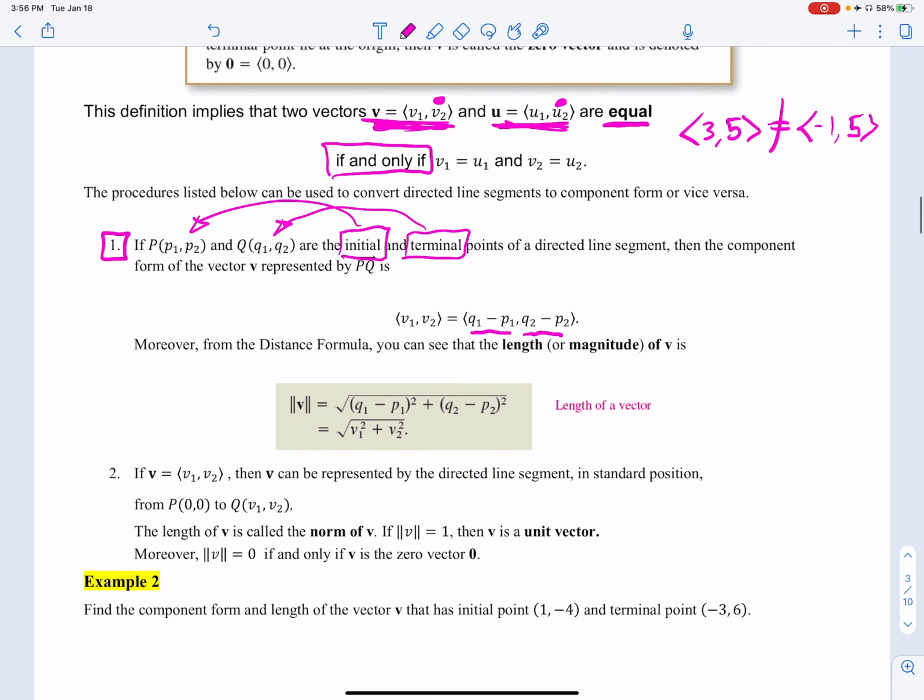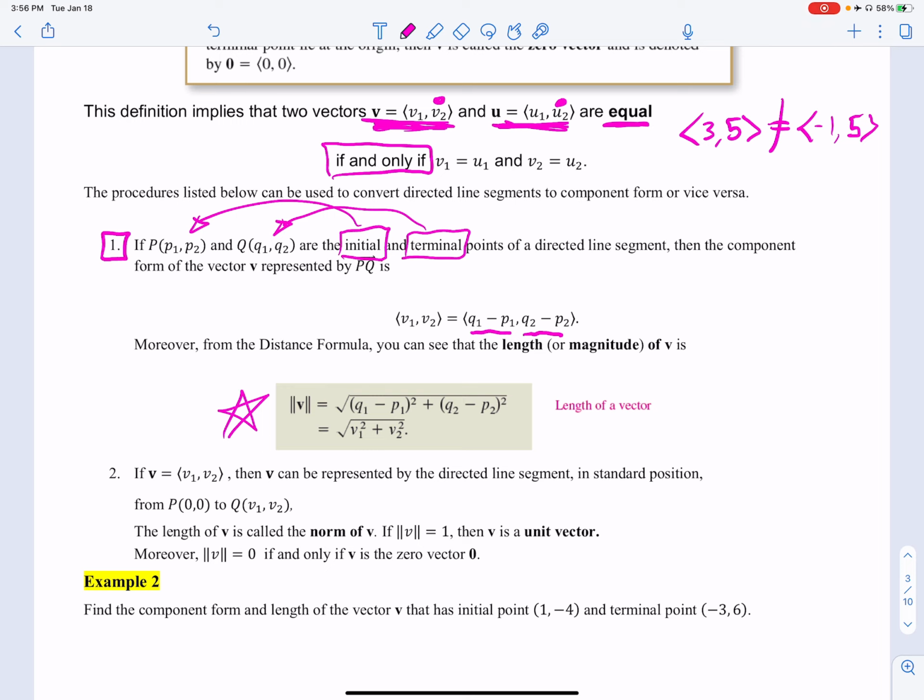Now, with that component form, we really do want the length of the vector. I don't want to have to draw it on the graph and use the distance formula each time, because I'd have to draw the graph to use the distance formula. I need 2 points. Here is something we're going to use a lot. This is the magnitude of V, or the length of V, also called the norm of V. It is used with that formula there.